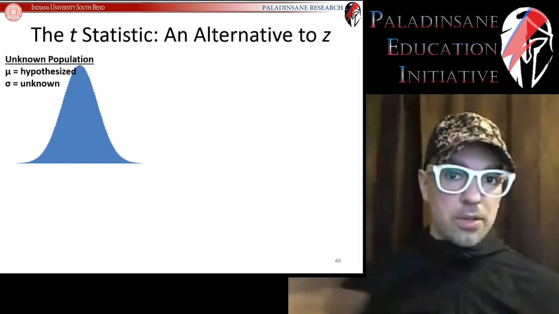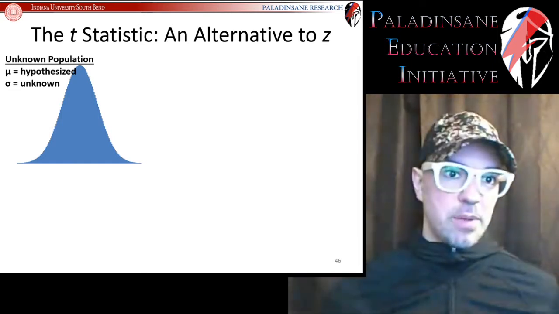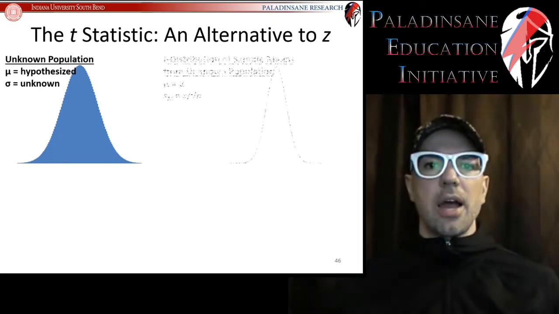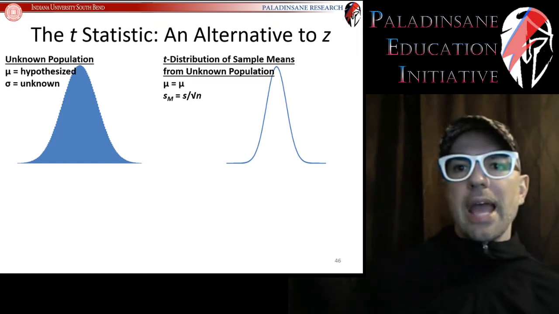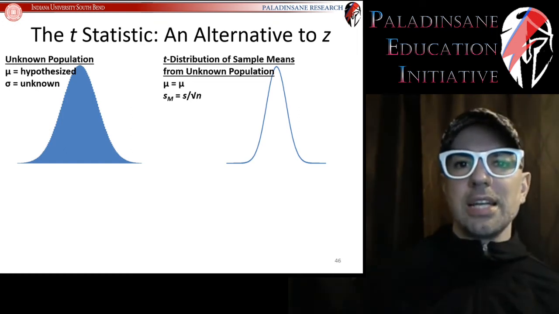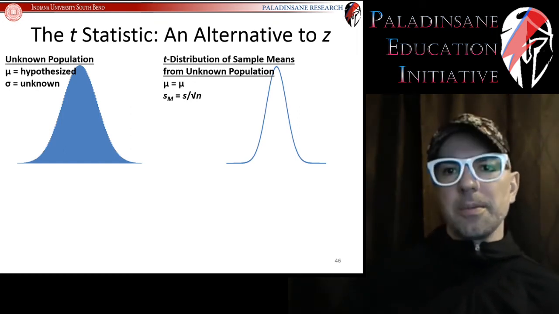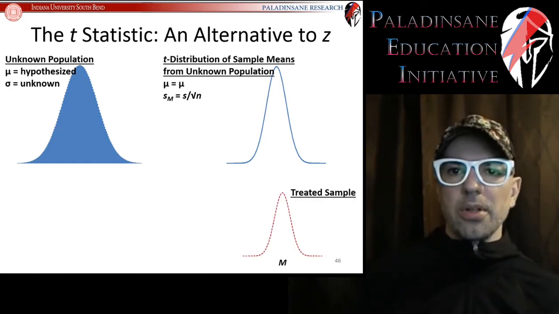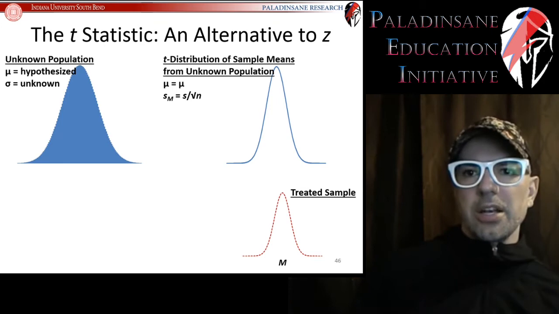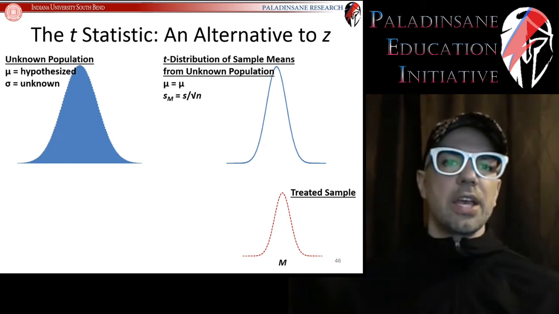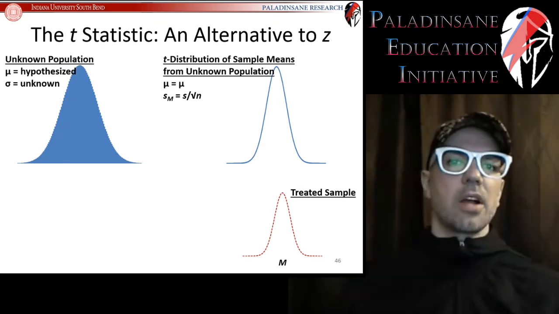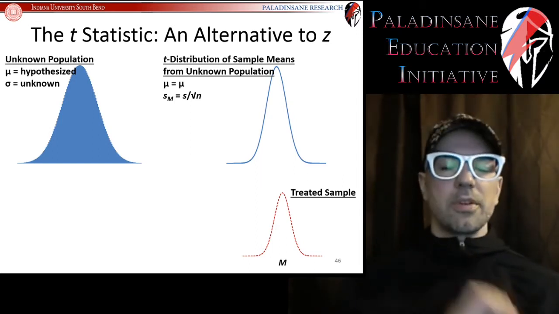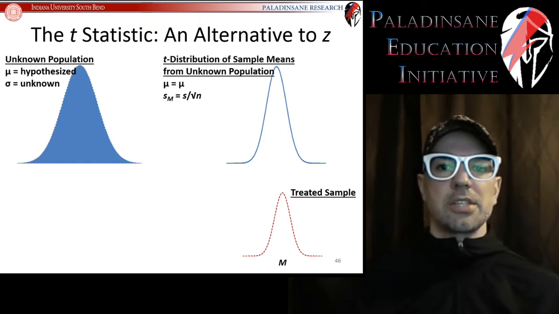What we don't know is the spread. We don't know the standard deviation of this population. So it's an unknown population. From that, we create our comparison distribution. Now our comparison distribution is a t distribution, has the same mean as our hypothesized population, but we use our sample to estimate the standard deviation of the population so that we can get the standard error of our comparison distribution, which is the standard deviation of your sample divided by the square root of the size of your sample.